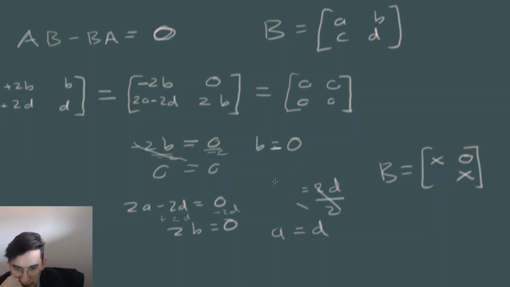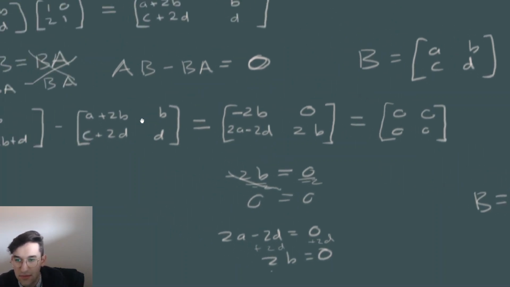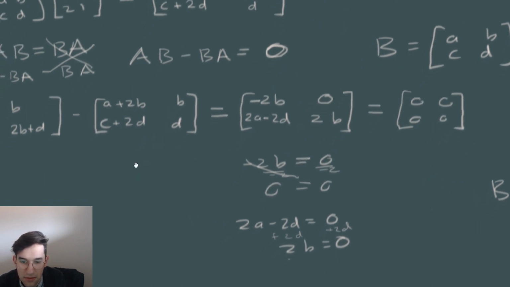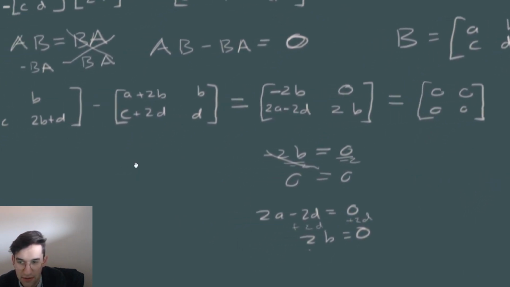All right, now last, we have this one, 2b equals 0. That's basically the same as the other one, b equals 0 again. All right, so what happens to our last variable? What happened to c? Well, when we did this, c just dropped out.